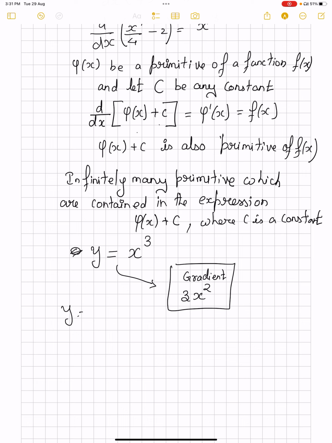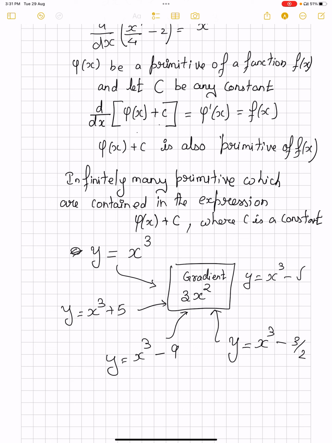Y is equal to x cube plus 5. Also, this is going to be the gradient. Y is equal to x cube minus 9. For this function also, 3x squared is going to be the gradient. Y is equal to x cube minus 3 by 2. For this particular function also, 3x squared is the gradient. Y is equal to x cube minus root 3. For this particular function also, 3x squared is going to be the gradient.